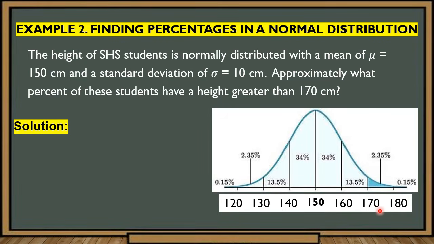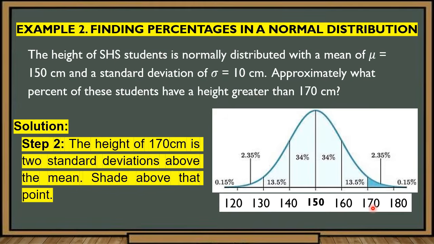So since this is the 170 centimeters, the height is 2 standard deviations above the mean. So ito yung ating mean, 150 centimeters, so ilang standard deviations ito malayo sa mean or away from the mean? So it is 1, 2. So if you still remember, under the normal curve, the mean is 0 and the standard deviation is 1. So from the mean, 170 centimeters is 2 standard deviations away from the mean. So this is our standard deviation.